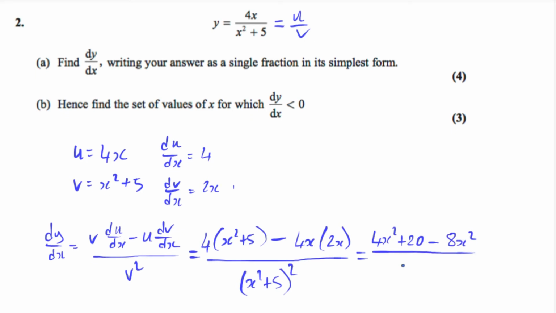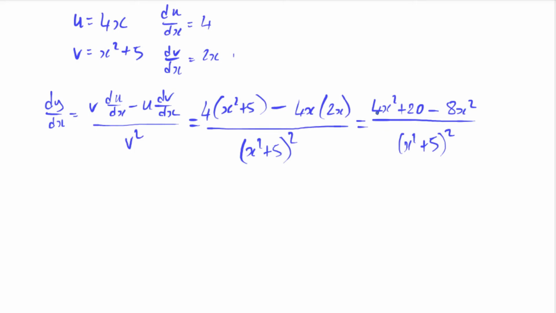We leave the denominator as it is, as this is in a simpler form than if we were to expand it. All that's left is 4x squared minus 8x squared, which gives us minus 4x squared over x squared plus 5 squared.